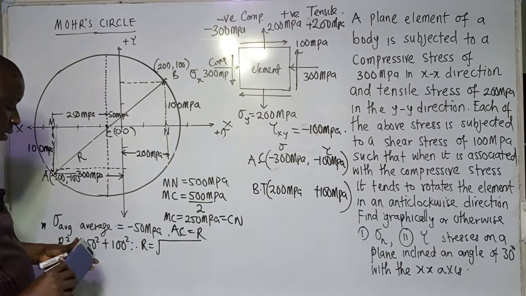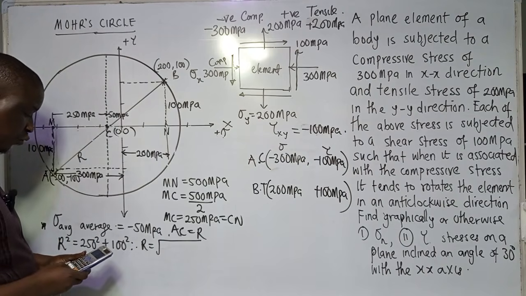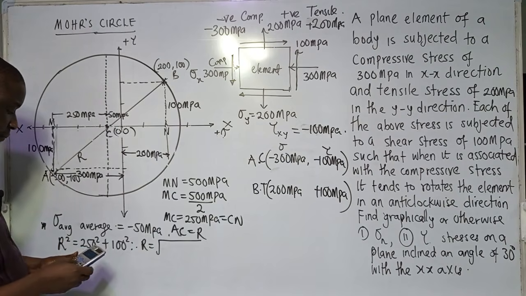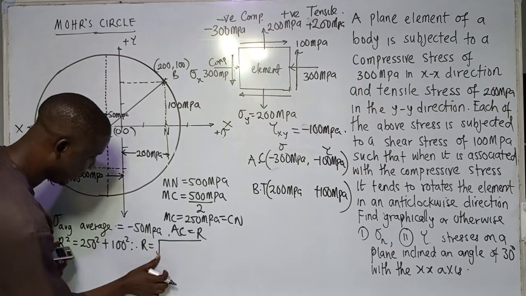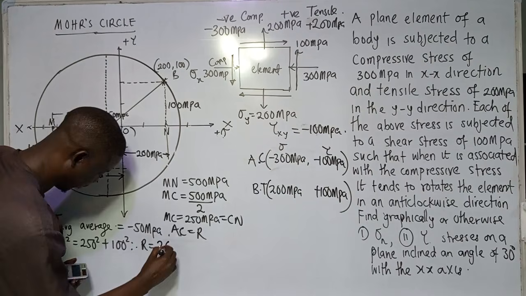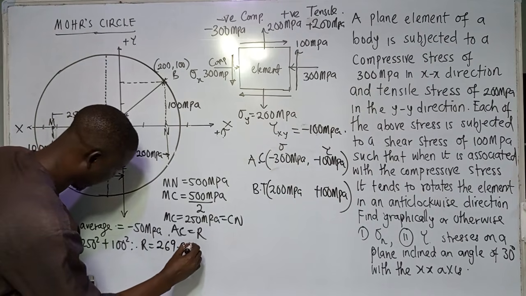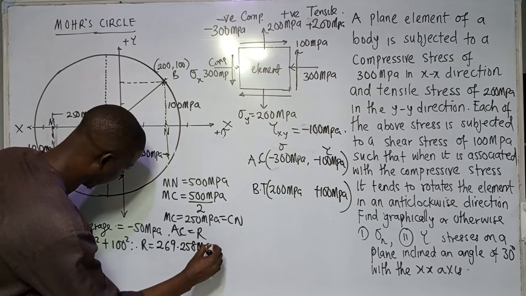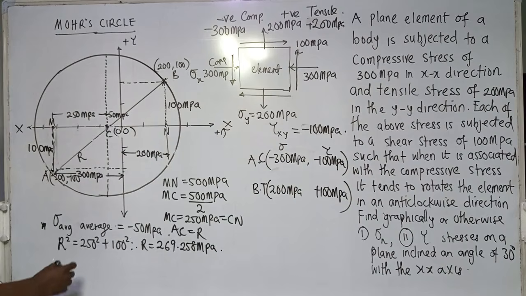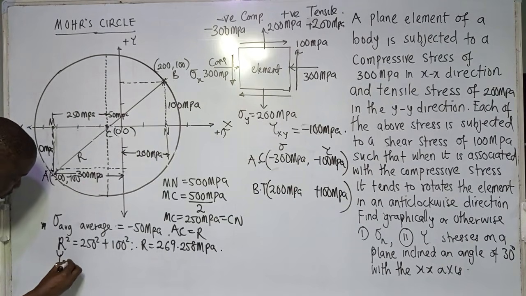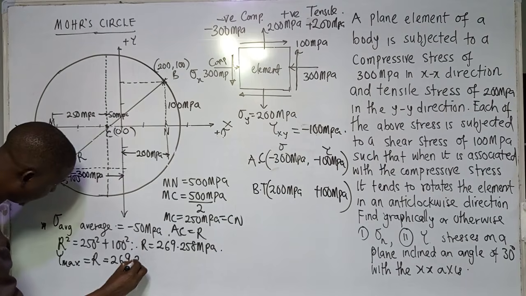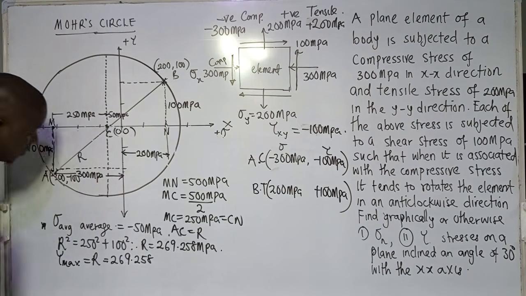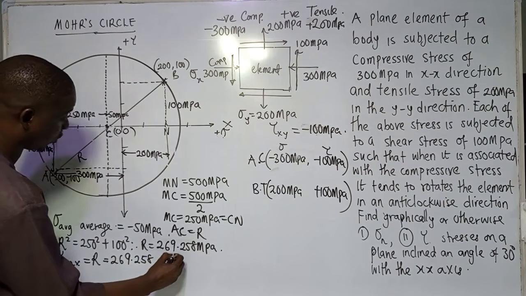250 squared plus 100 squared. The square root, I would have 269. Everything will give us 269.258 megapascal. So this is the radius of the Mohr circle. In other words, we have actually gotten the maximum shear stress. So maximum shear stress is equal to R, which is equal to 269.258.